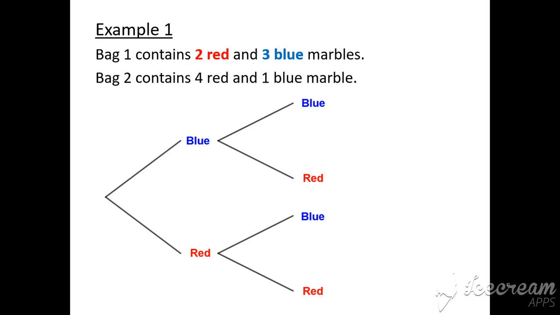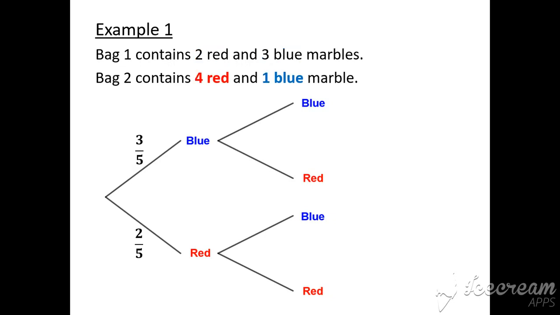Right, let's look at bag one. We've got 2 red and 3 blue. So we've got a total of 5 marbles. So I'm going to put these probabilities on the branches. Now, where did I get them from? Because I had 3 blue, I'm going to go 3 chances out of 5. And because I had 2 red, I'm going to go 2 chances out of 5. Now, I'm using fractions here, notice.